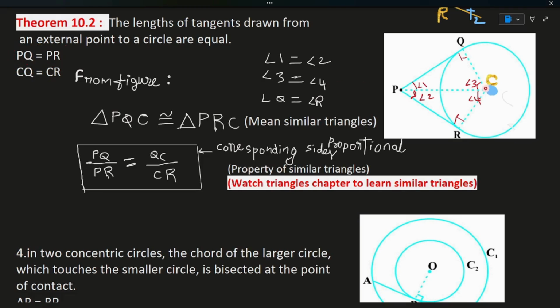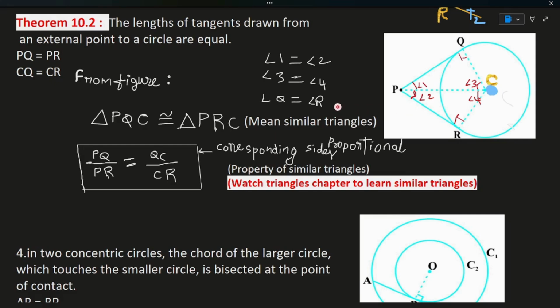Also, the length of CQ equals the length of CR. Why? Because CQ is the distance between the center of the circle and a point on the circle, so I can call it a radius. This is one radius and this is the other radius. These two radii are the same, so CQ equals CR.